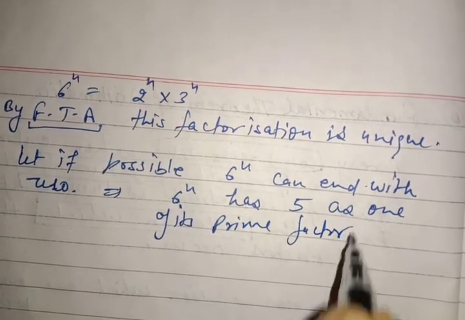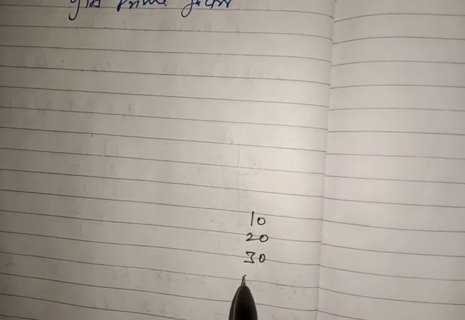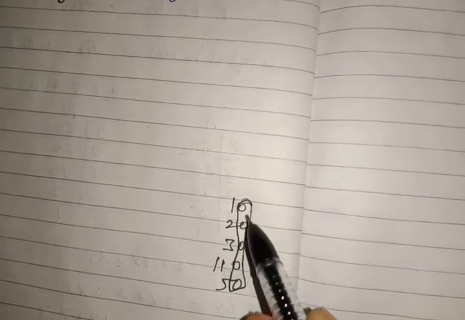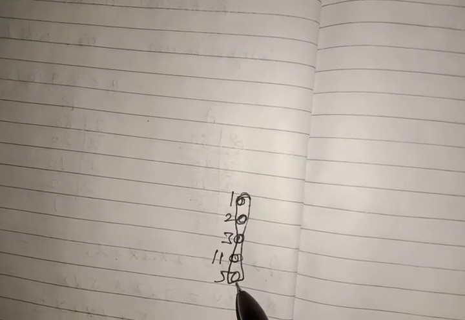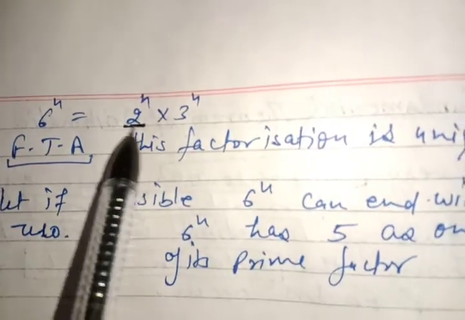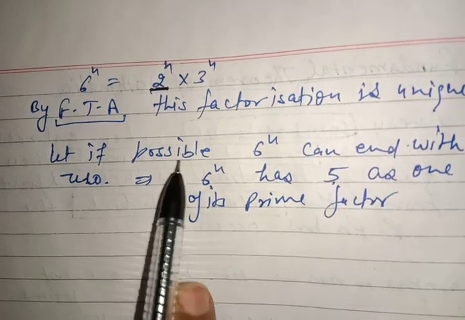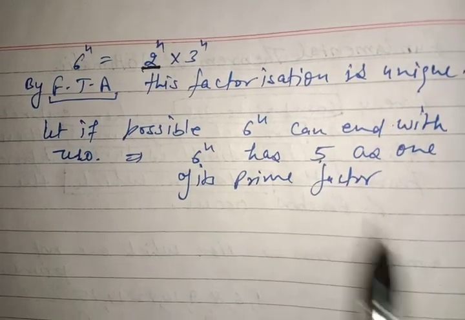Yes or no? Suppose I am writing numbers like 10, 20, 30, 110, 50, all of which end with 0, and all of you know the divisibility rule. If a number ends with 0, it is definitely divisible by 5 and by 2, so I can use either concept. 2 is there, that's why I am using 5. So suppose 6n ends with 0, then 6n has 5 as one of its prime factors. I think this is clear to you.